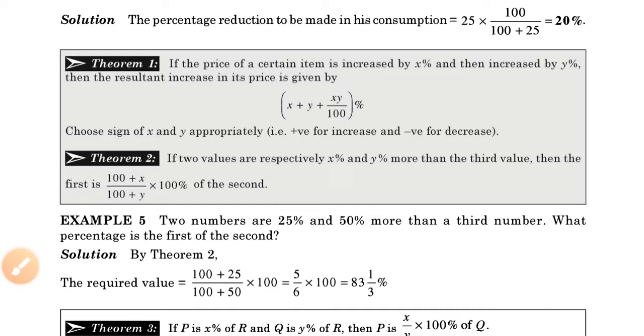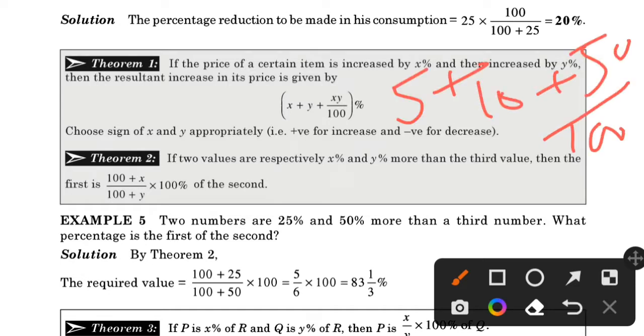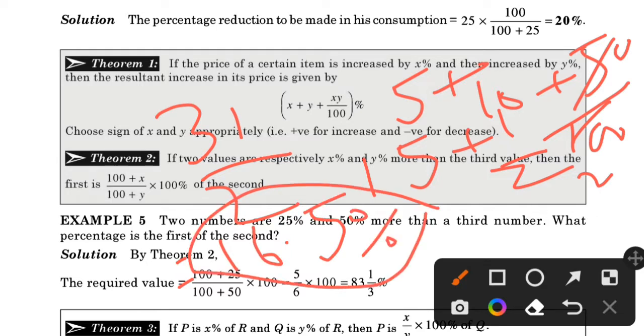Okay, for example, if there are mangoes and the price is increased by 5% first, then by 10%, then the resultant increase in price is given by 5 plus 10 plus 5 into 10, which is 50, over 100. So 50 over 100 gives us 1 over 2, and 5 plus 10 is 15. So 15 plus 1 over 2 becomes 30 plus 1, 31 by 2, or 16.5%.